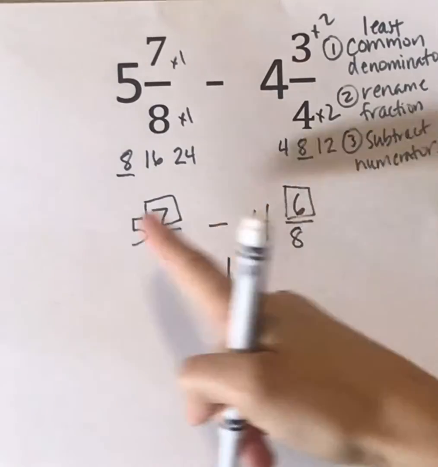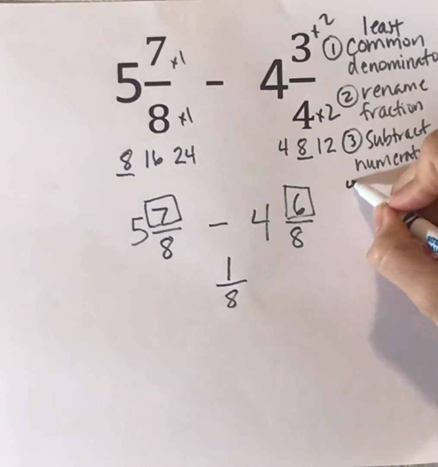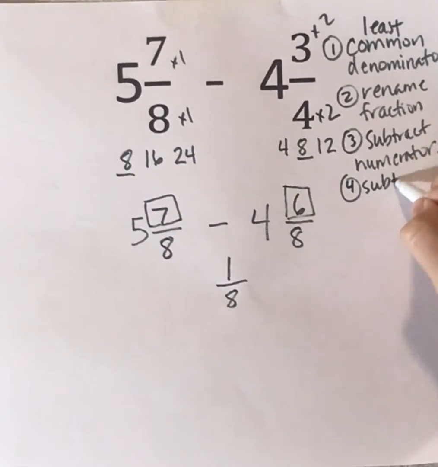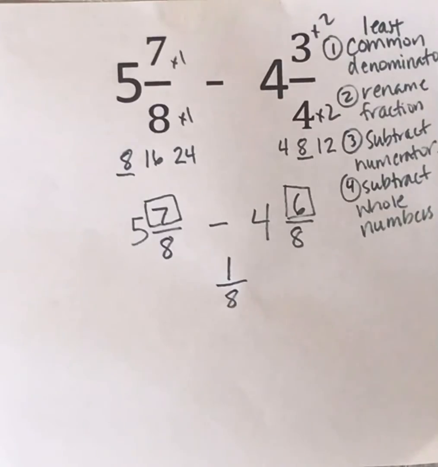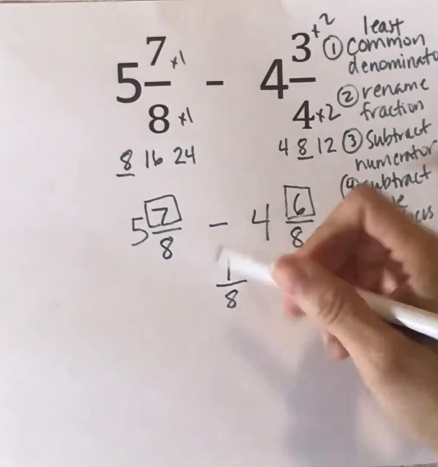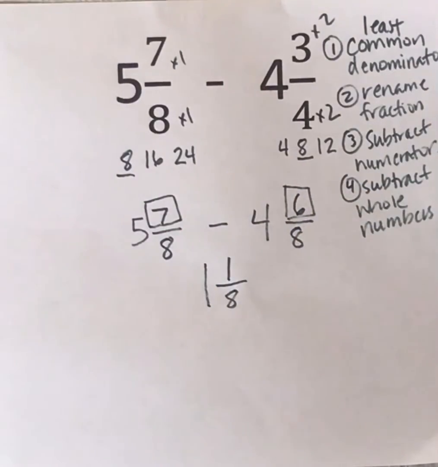Now we subtract those whole numbers, because remember, that's our next step. Subtract the whole numbers. So 5 minus 4 is 1.